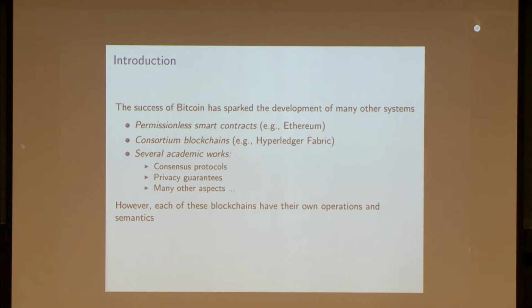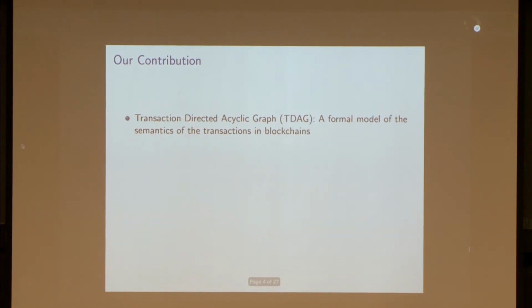However, each of these blockchains has its own set of operations, its own set of semantics, and the works that we have seen so far are targeted to one blockchain at a time and separately. So the goal that we are trying to achieve in this project is to find a unified formal model that allows us to reason about properties of all blockchains at one time. And this is the main contribution of this work.